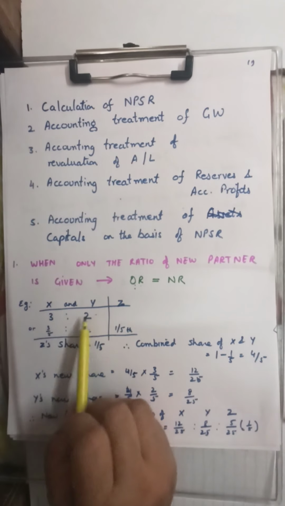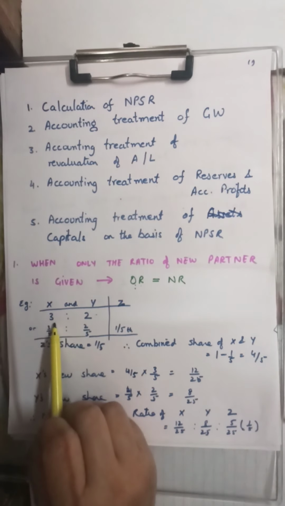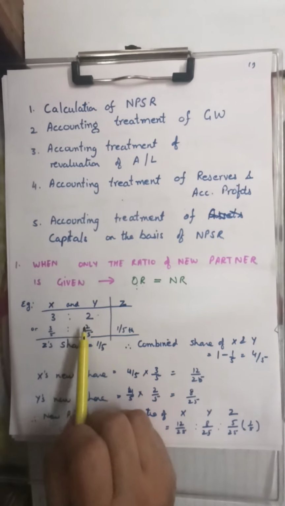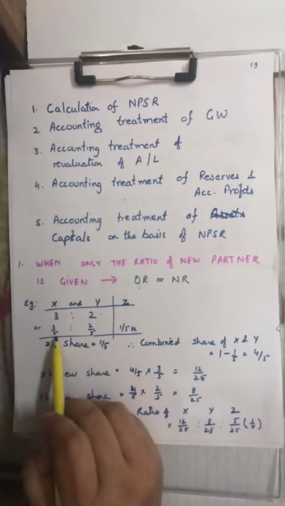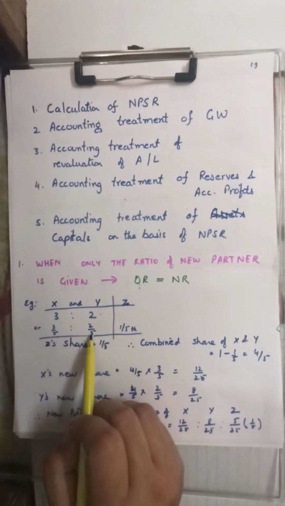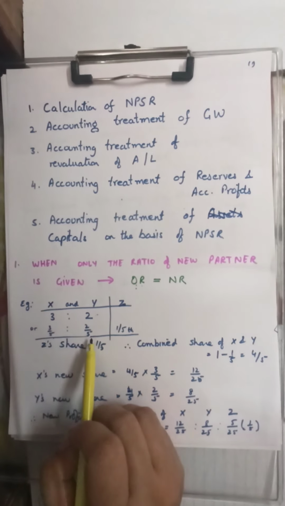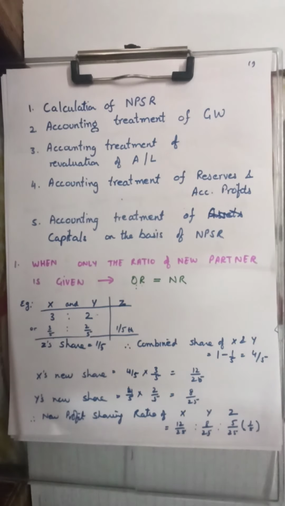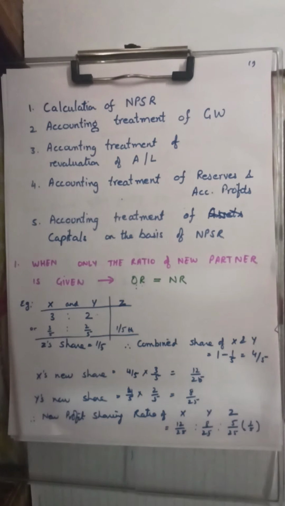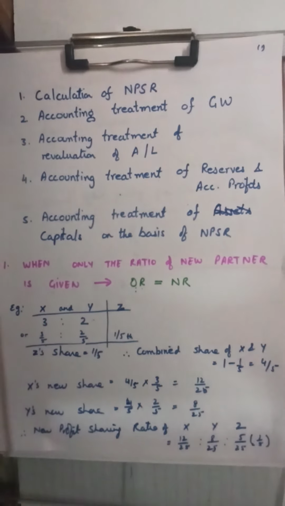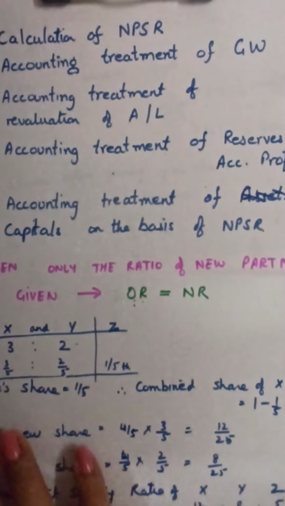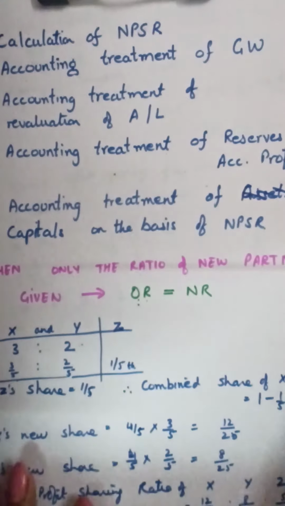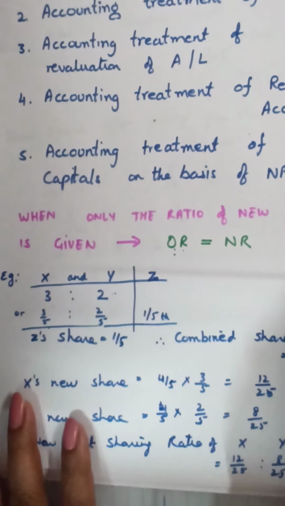We will now see an example. X and Y are two partners with the agreed profit sharing ratio of 3:2. That means 3/5 and 2/5. They have shared the profits as 3/5 and 2/5.